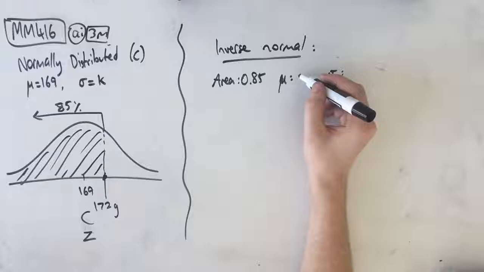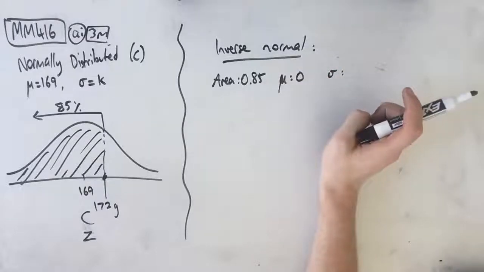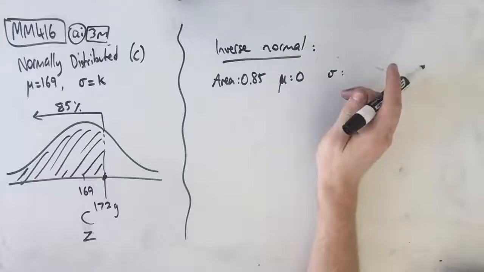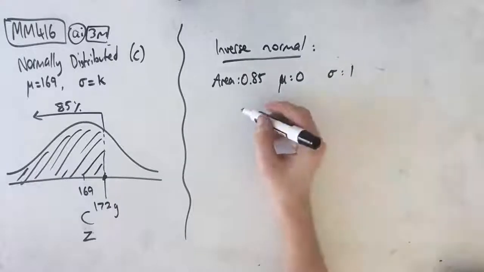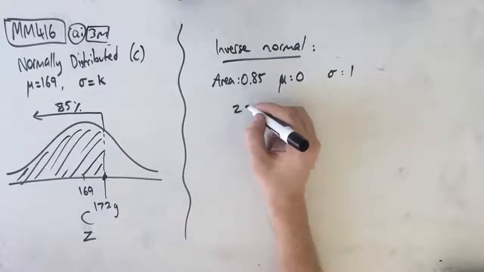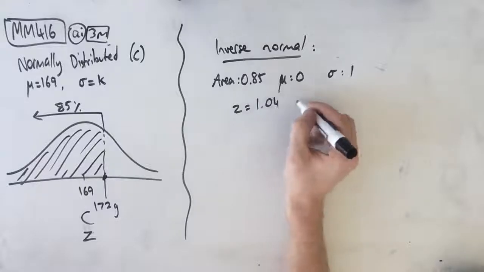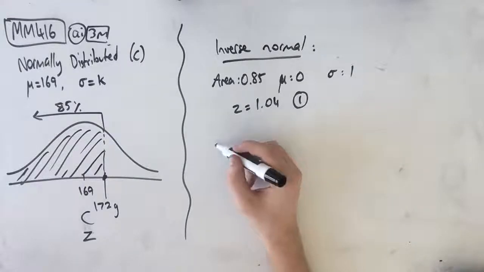Mean is our 0, because we're wanting to find our Z score, which corresponds to how many standard deviations away from the mean we are. So that's our 0. Standard deviation is 1 in this case. We just use 0 and 1 whenever we're finding our Z value. What this spits out is Z equals 1.04. That's our first mark.